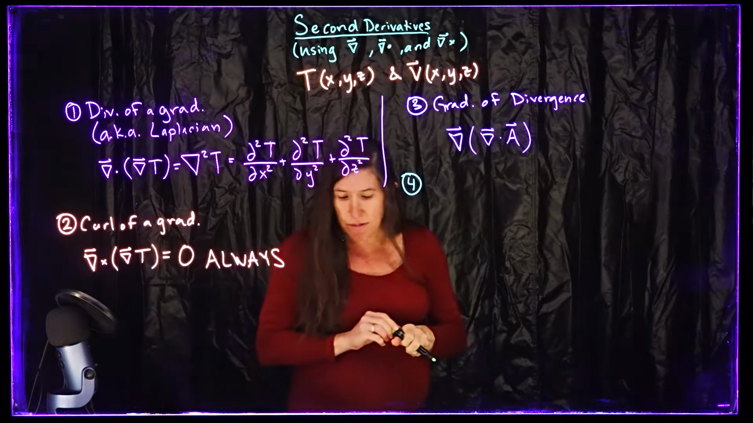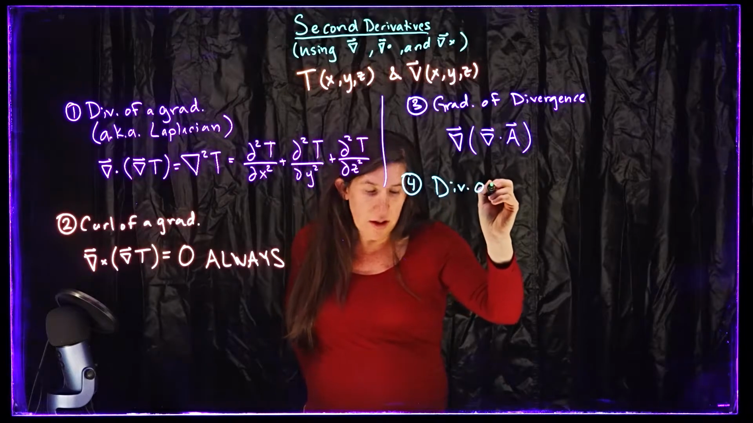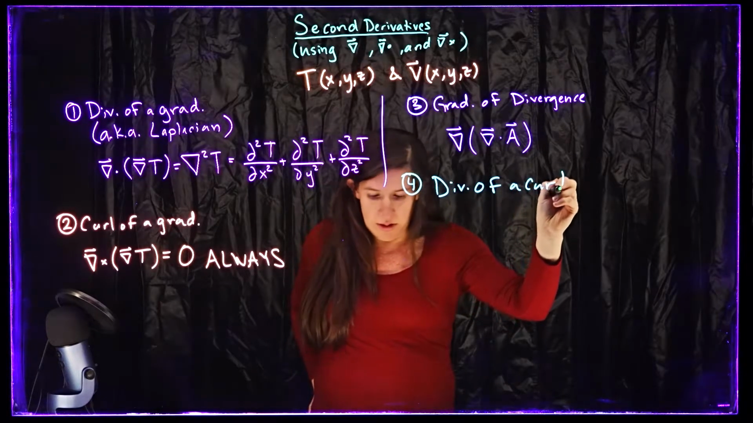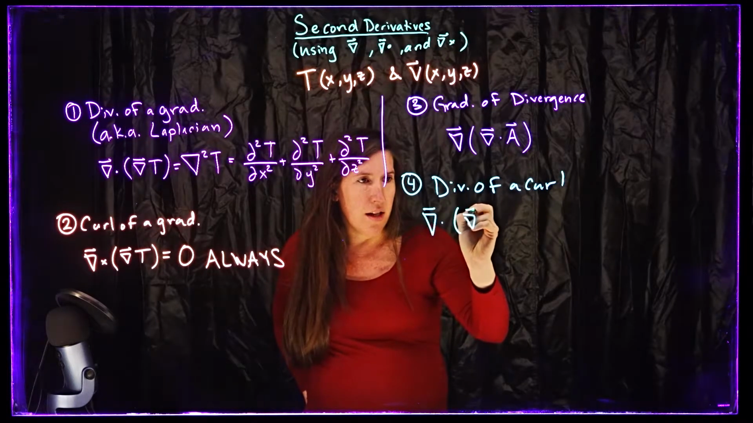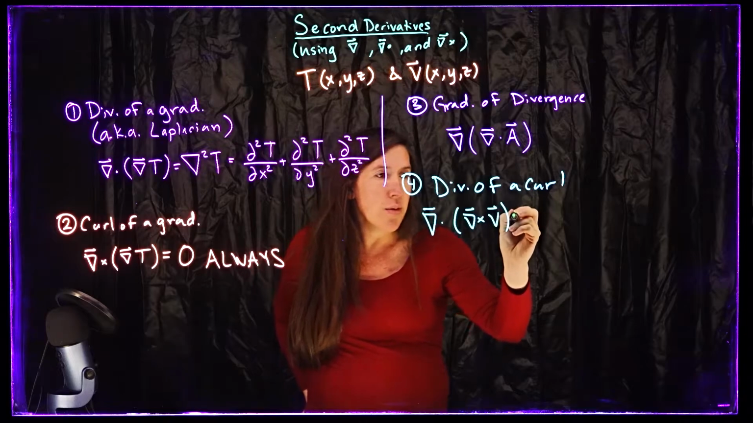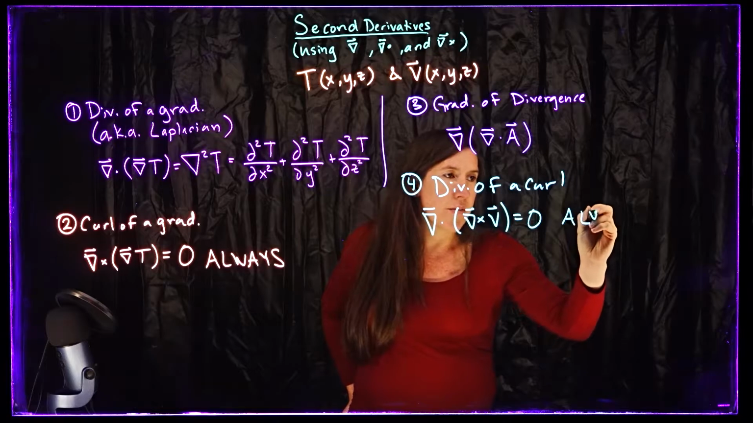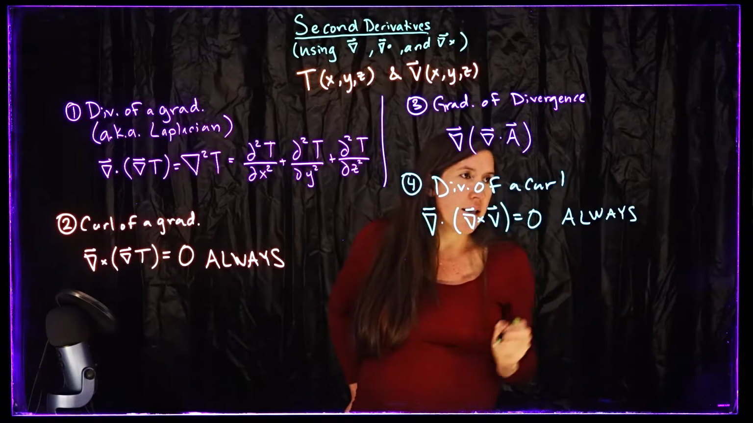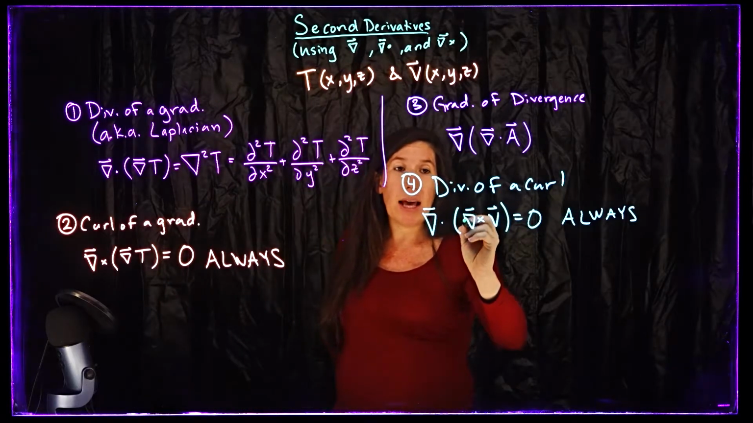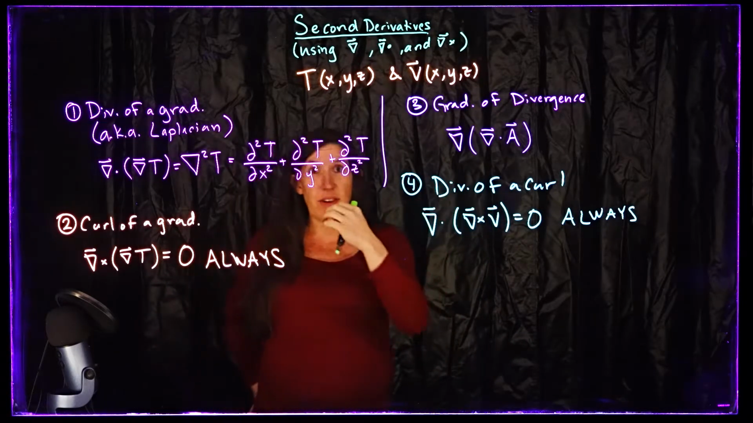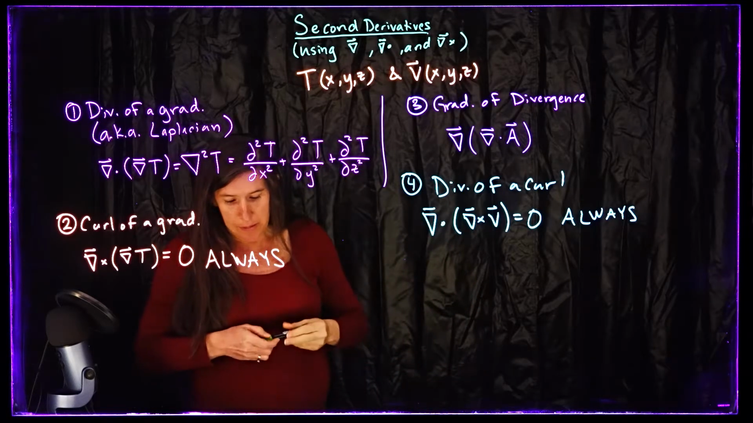What's our fourth second derivative we could consider? This is the divergence of a curl. So this is del dot del cross V. And this one, again like number 2, turns out to be equal to 0 always, as a mathematical identity. So again, this property will end up being quite useful, the fact that this vanishes. That's one that you want to keep in mind because it'll come up.